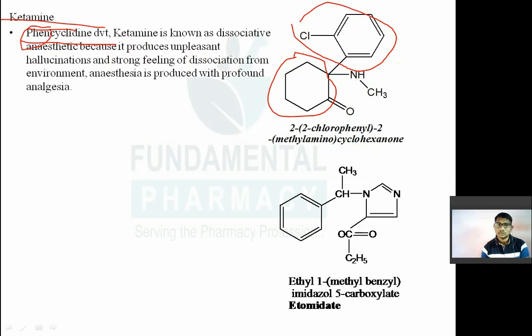Ketamine is known as a dissociative anesthetic, so it will produce dissociative anesthesia because it produces the unpleasant hallucinations and strong feeling of dissociation from the environment. So anesthesia is produced with profound analgesia, means ये केटामाइन एनेस्थीसिया भी प्रोड्यूस करता है और अच्छा एनालिसिक ड्रग भी है. सो एनेस्थीसिया विल बी प्रोड्यूस्ड अलोंग विद द एनालजेसिया, दैट इज अ केटामाइन. केटामाइन विल प्रोड्यूस डिसोसिएटिव एनेस्थीसिया, कम से कम 5 या 6 बार बोलो, तो लाइफ में कभी नहीं भूलोगे.